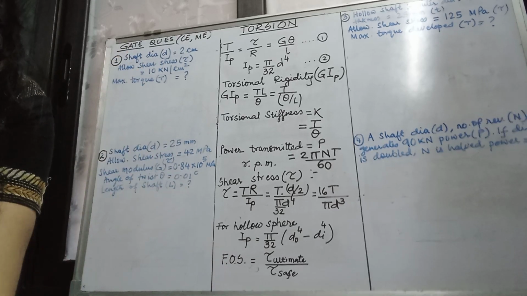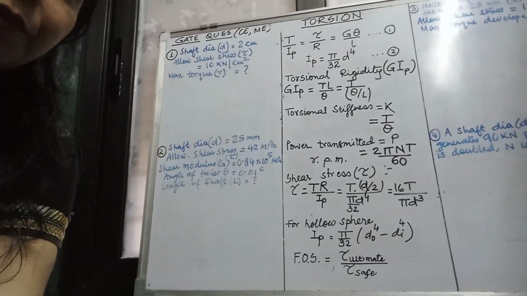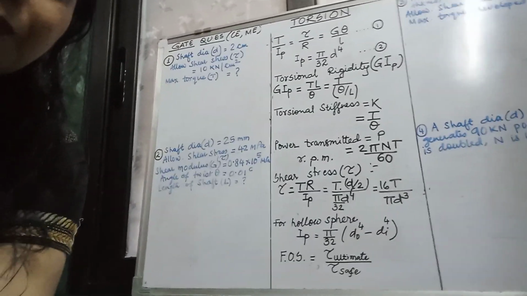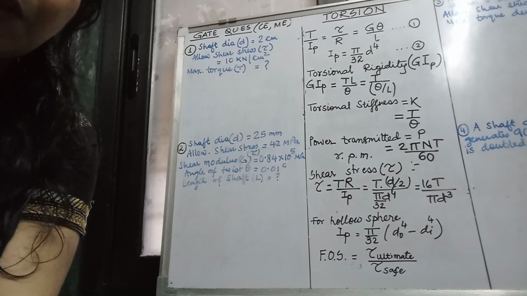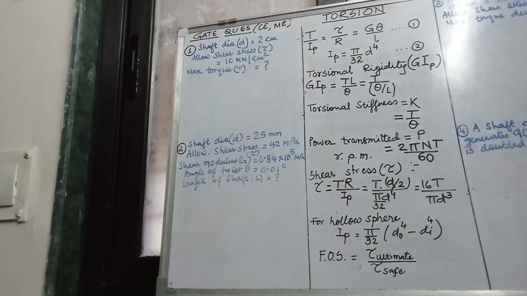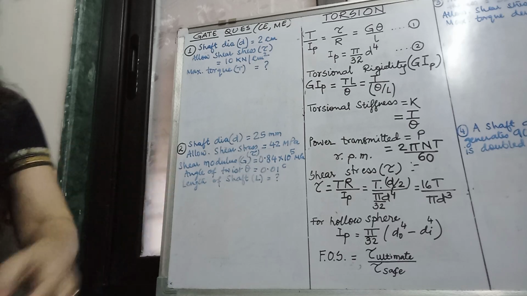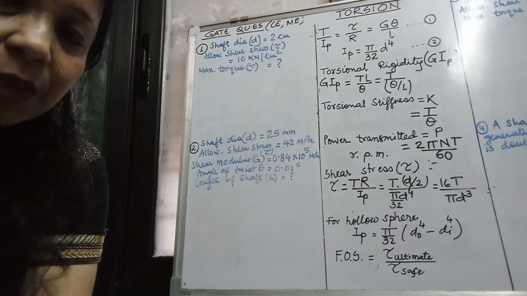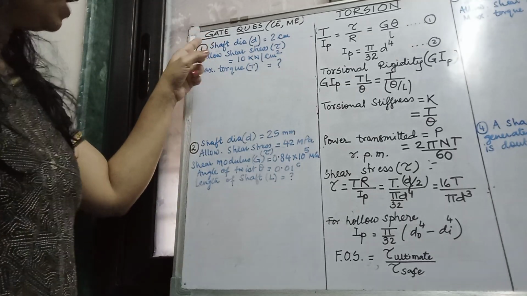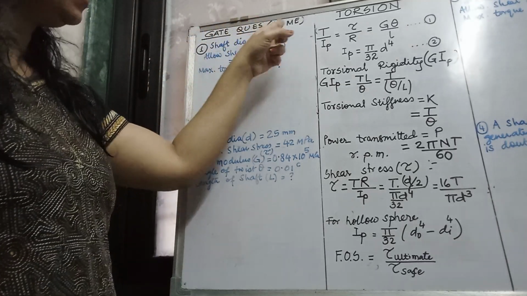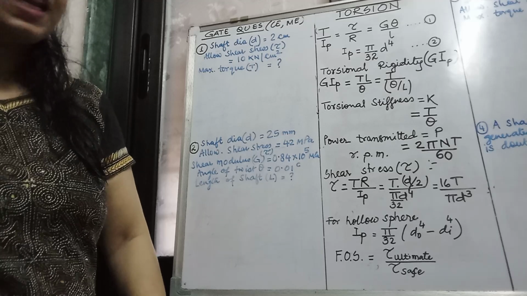As I have told you, I will take question number 1. Okay, I think the board is visible to you. So what is question number 1? This is also a GATE question from civil and mechanical. I have taken 4 questions.